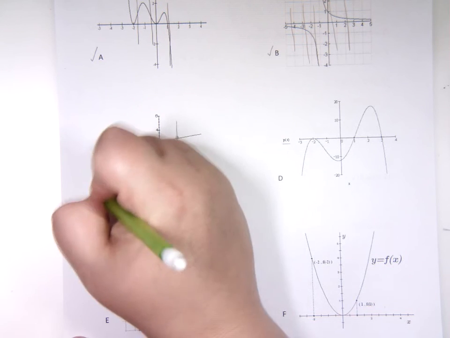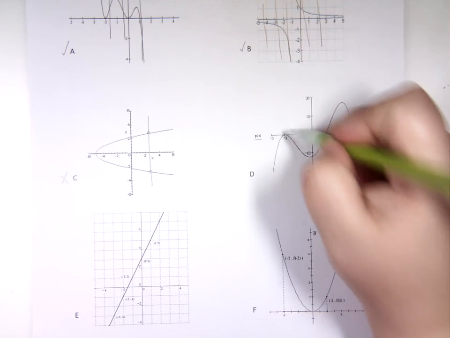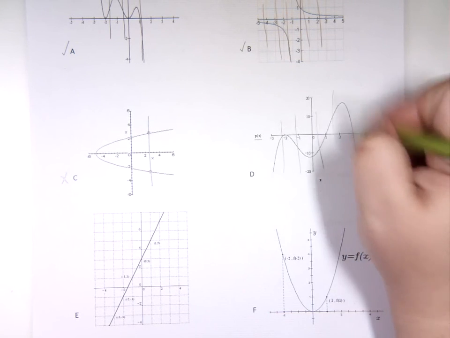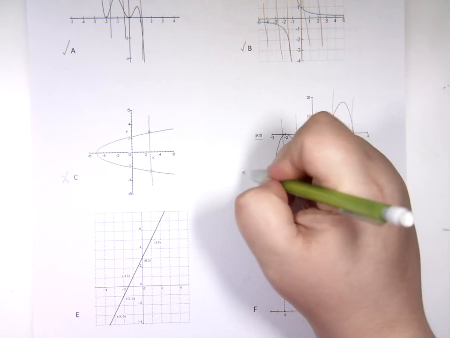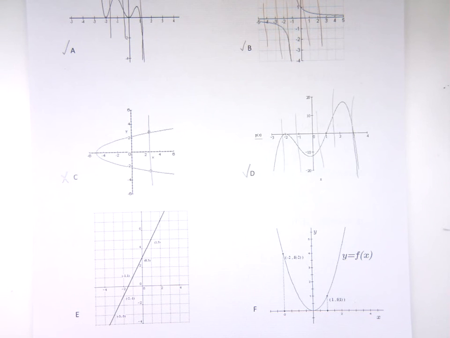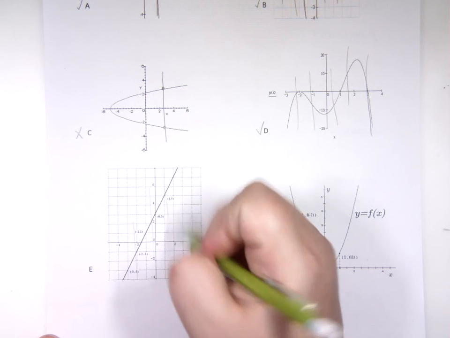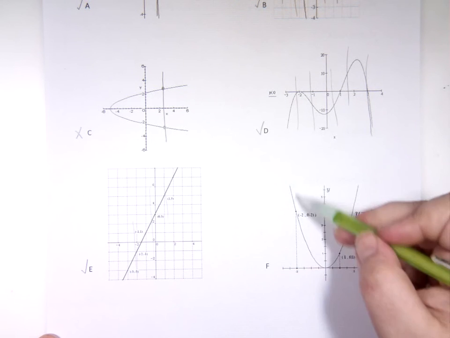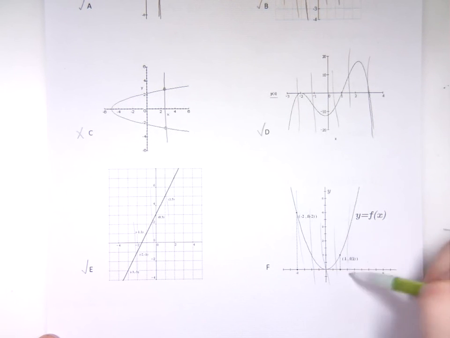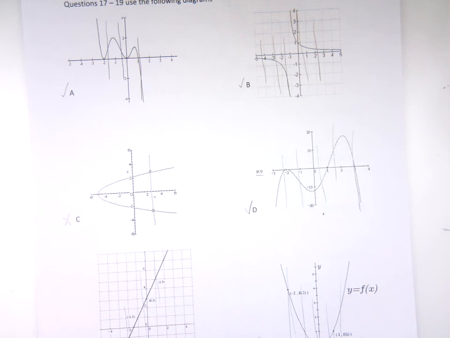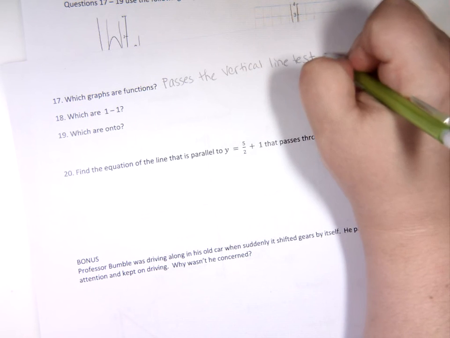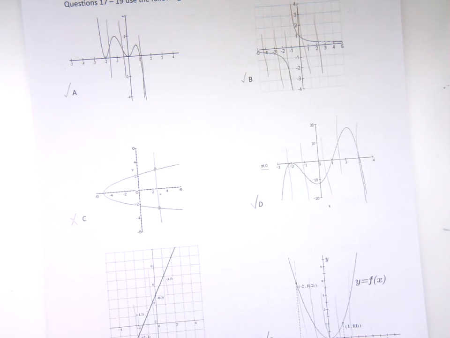Letter D, same thing. We can draw vertical lines wherever we want. It's only going to intersect the graph in one place. Letter E, same deal. We can draw a bunch of vertical lines. And letter F, same deal. So the only one that's not a function is C. So which graphs are functions? A, B, D, E, F.